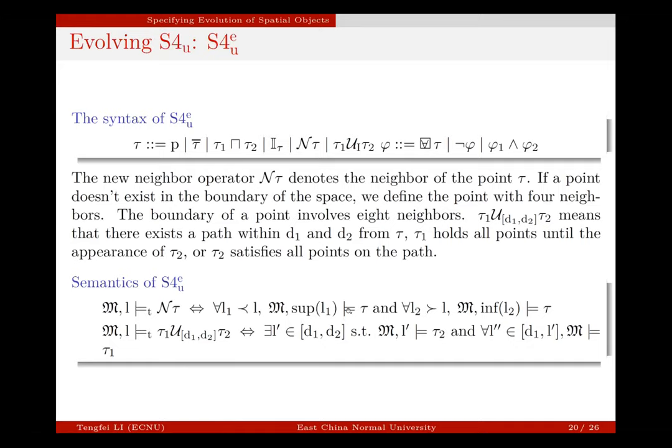And for each L2 that is on the right or is larger than the L, we take the interval of the L2. For the interior operator, we define the interval d1 and d2 bounding it. For each L, it belongs to the d1 and d2. So we first take the right point, the right value. We have the model at L1 satisfies tau 2, and then we have L2 prime. L2 prime belongs to the d1 to L prime, and L2 prime satisfies L1.